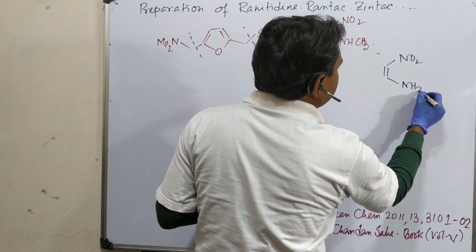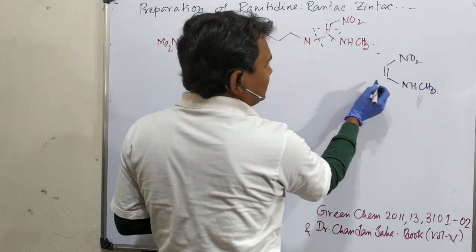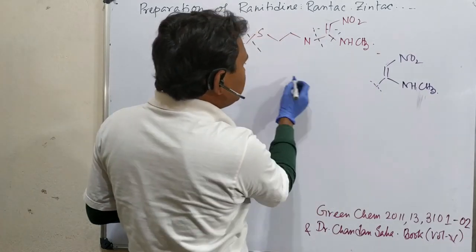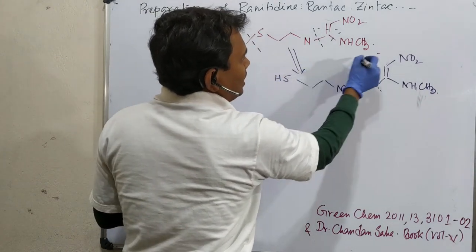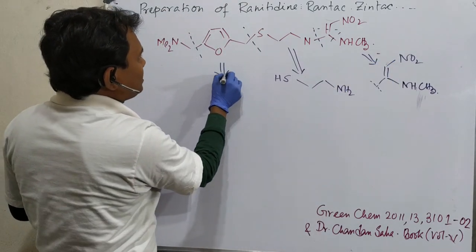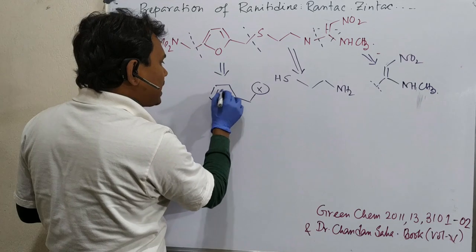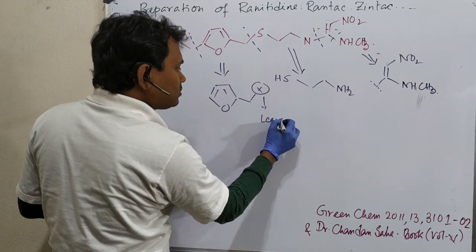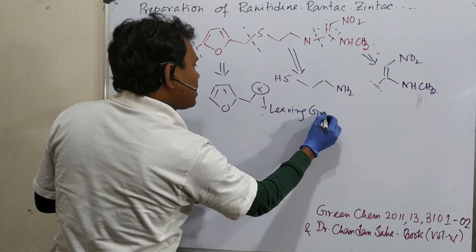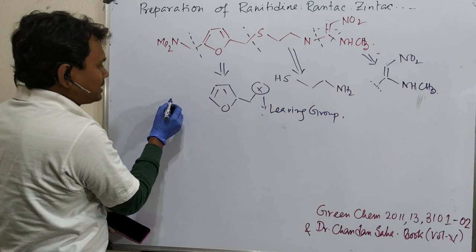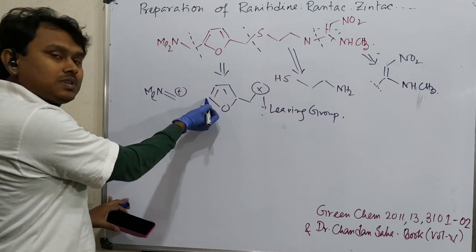So this is NHCH3. This is NHCH3, and here this is broken. The middle part is NH2. S means the corresponding synthon, this part. Second, this part is from furan, CH2X. X is a leaving group. And this you may consider as Me2N+, an electrophile. So, aromatic electrophilic substitution at this end.